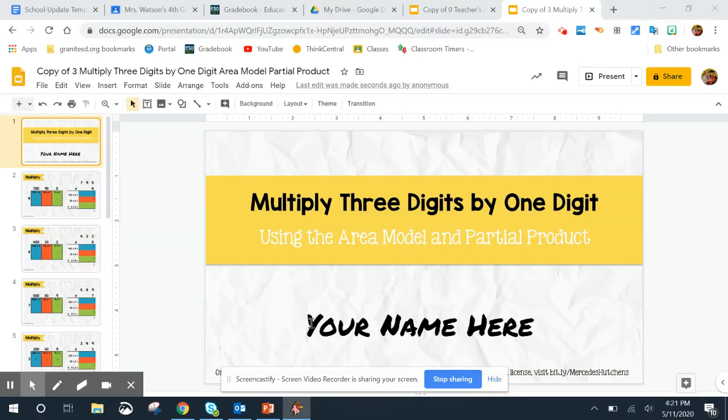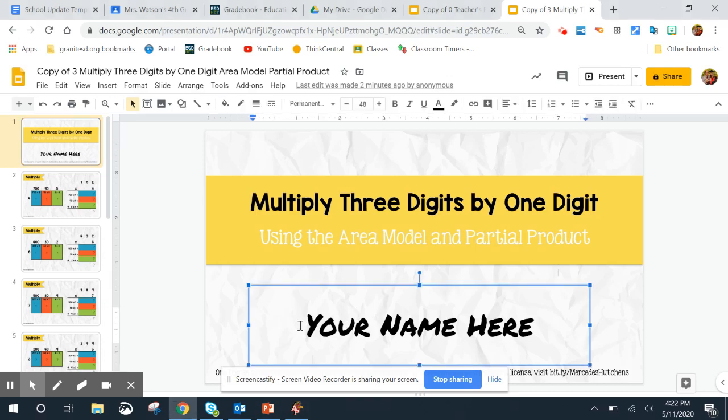Hi, fourth graders. Today we're going to be multiplying three digits by one digit using the area model and partial products. Again, we're practicing this so that we are ready for fifth grade, and this is a skill that you need to be able to do in order to do fifth grade math.